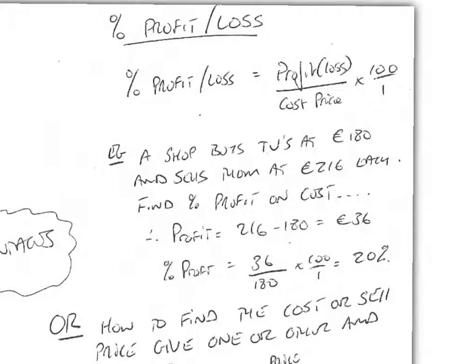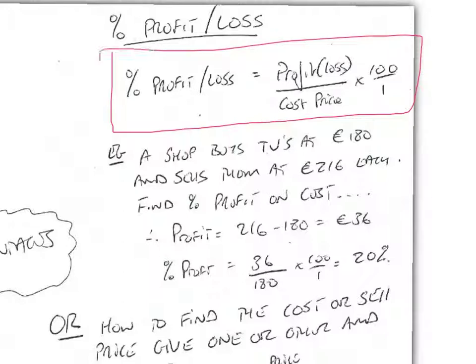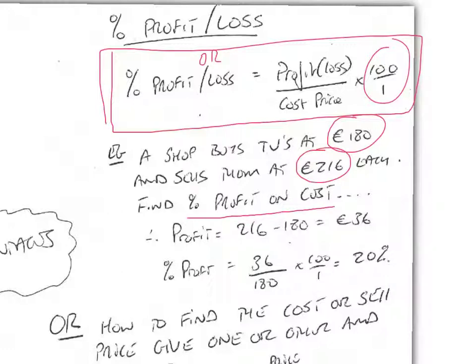And in this chapter we met problems that involved a profit and loss, percentage profit or loss equation, where the percentage profit or loss is equal to the actual profit or loss in euros divided by the cost price times 100 over 1. Okay, so quick example here. A shop buys TVs for 180 euros and sells them for 216 euros each. Find the percentage profit on the cost.